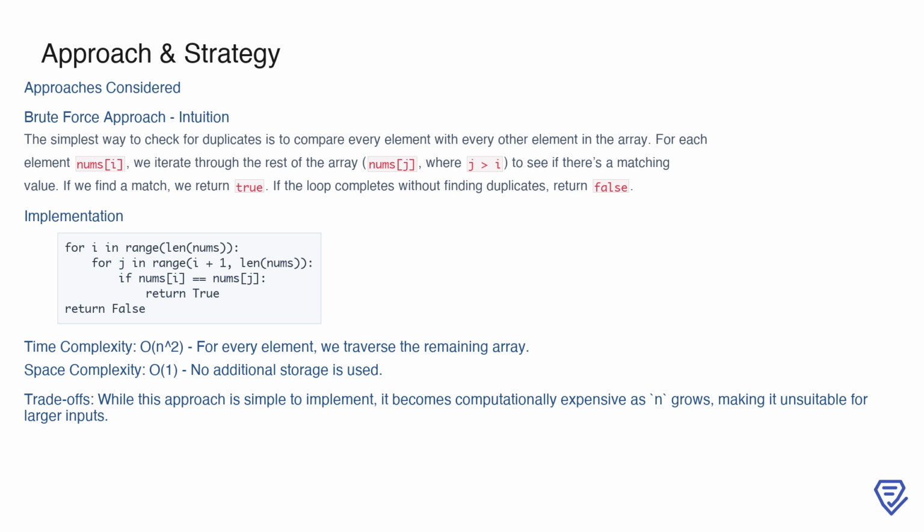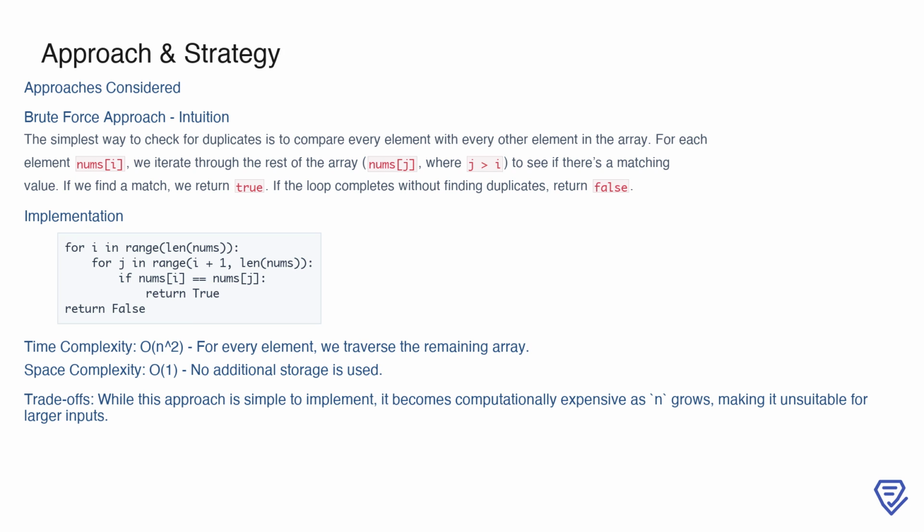To start, let's consider the brute force approach. Here, the intuition is straightforward. For each element in the array, we compare it with every other element that comes after it. If we find a match, we immediately return true, indicating that duplicates exist. Otherwise, if we go through all the comparisons without finding any duplicates, we return false.